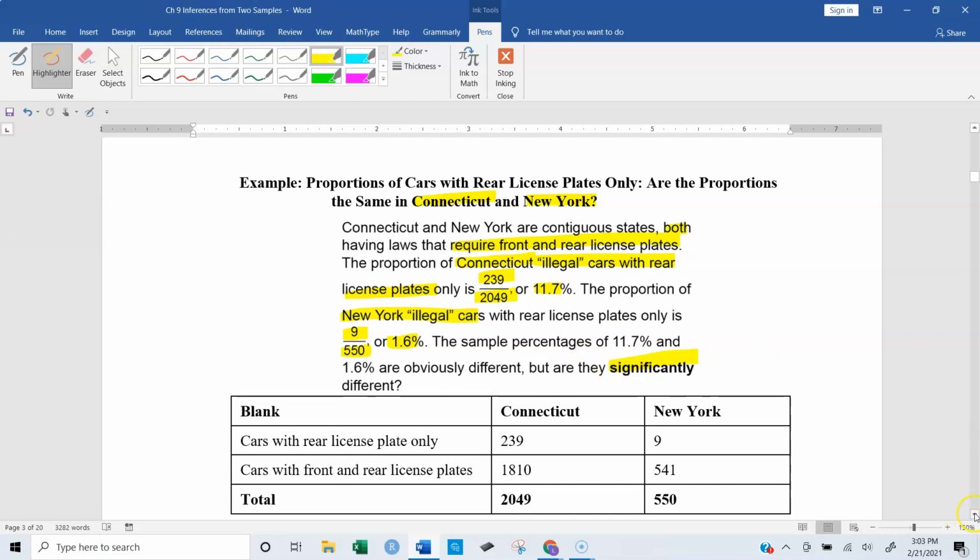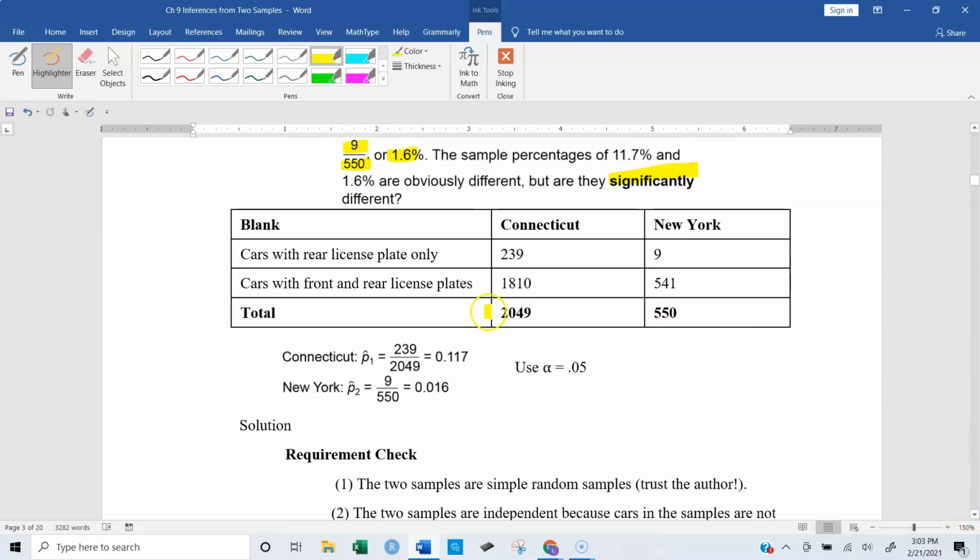So the numbers we're going to need for StatDisk: we need to know our total, so our 2,049, which was given to us. The rear license plate is what we're considering. So we had 239 that were true. This is what we're going to consider a success. So the number of failures was 1,810, both above 5, so we're good. In New York, we had 9 successes, above 5, and 541 failures, also above 5. So now we've got our totals that we need. If you look, we've already calculated our percentages, and we're going to use a 0.05 significance rate.